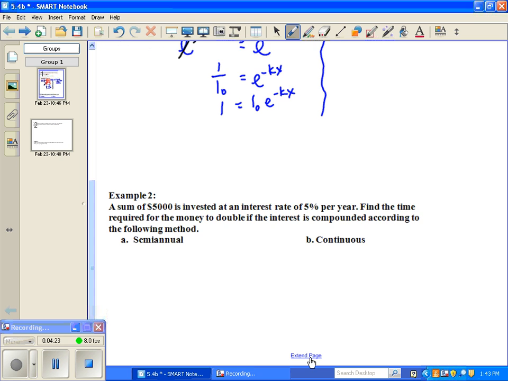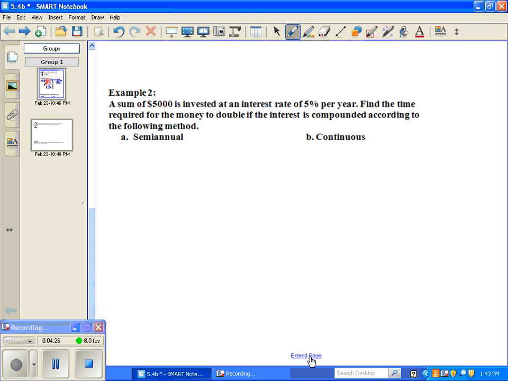Okay, so the second problem: a sum of $5,000 is invested at an interest rate of 5% per year. Find the time required for the money to double if the interest is compounded according to the following method. So the first one is semi-annually, so that's twice a year. So remember, our equation for this is A equals P times 1 plus r over n to the nt, where n is the number of times that it's compounded, r is the rate, and t is the time.